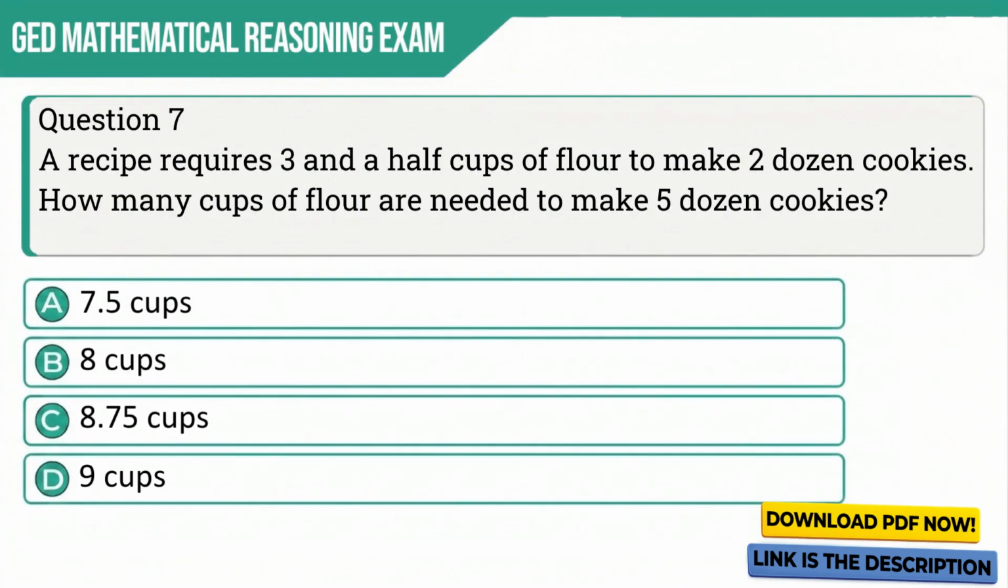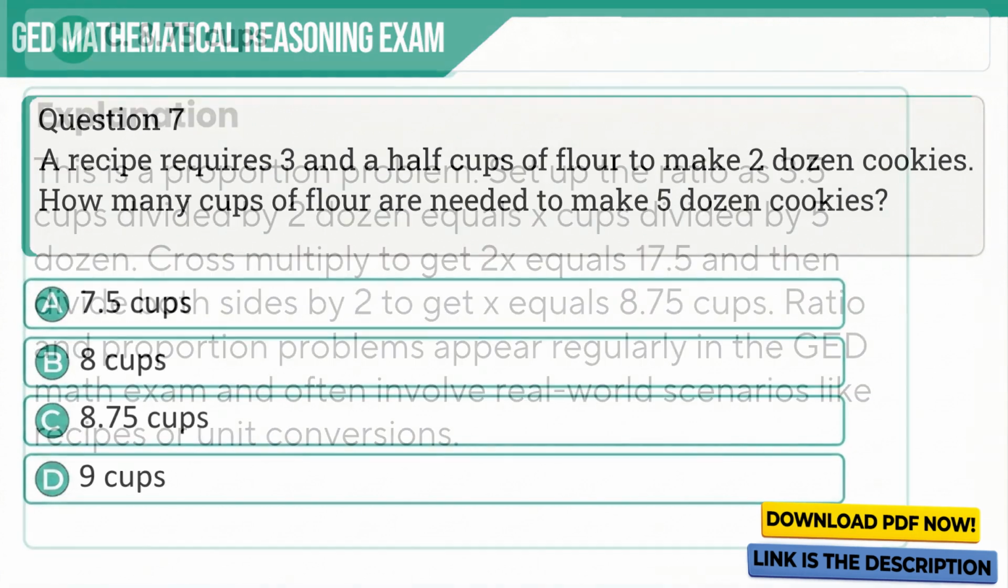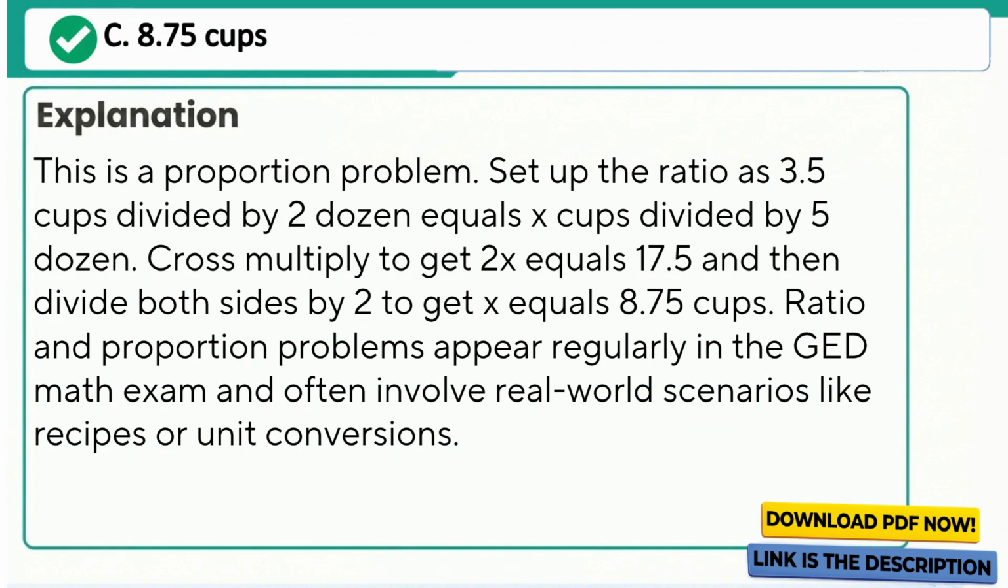Question 7. A recipe requires 3½ cups of flour to make 2 dozen cookies. How many cups of flour are needed to make 5 dozen cookies? A. 7.5 cups. B. 8 cups. C. 8.75 cups. D. 9 cups. Correct answer, C. 8.75 cups.